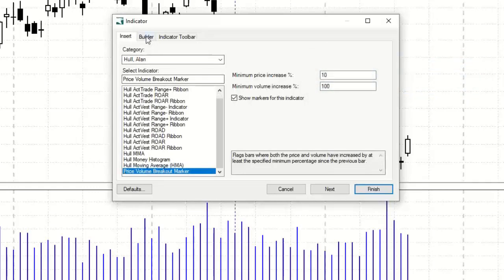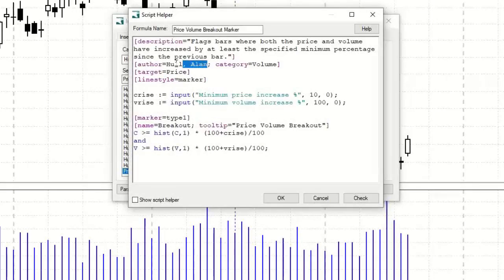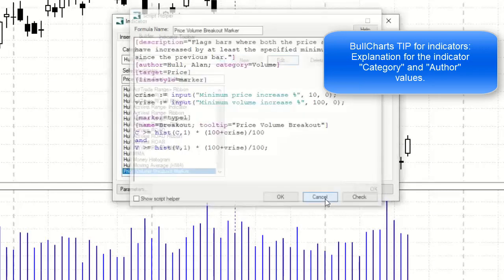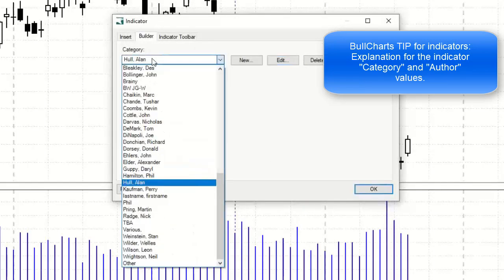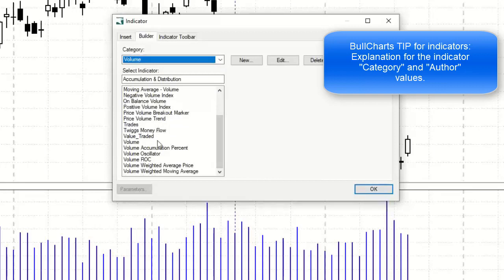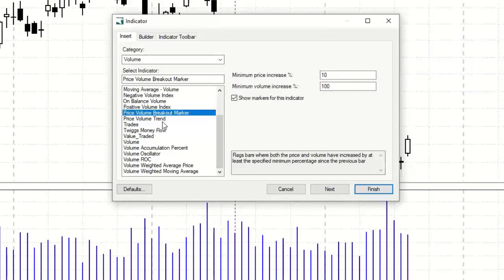Now, David did point out that if you look in the builder, it does say here that author equals hull.allen and the category equals volume. Because those two parameters are included in the script for that indicator, this is the category here. So if we also go to the volume drop down in category, we'll find the same indicator, price volume breakout marker. So there's a couple of ways to find indicators in that long list, because there are about 270 supplied indicators in the standard list.